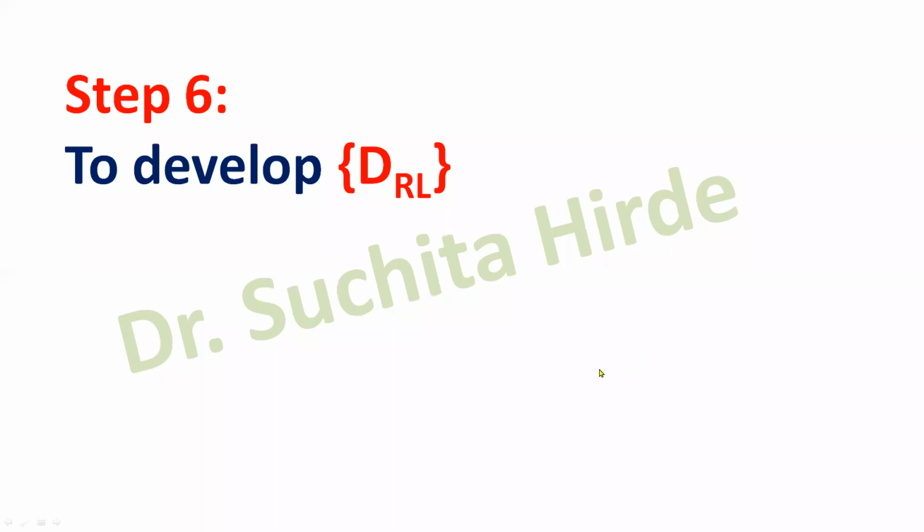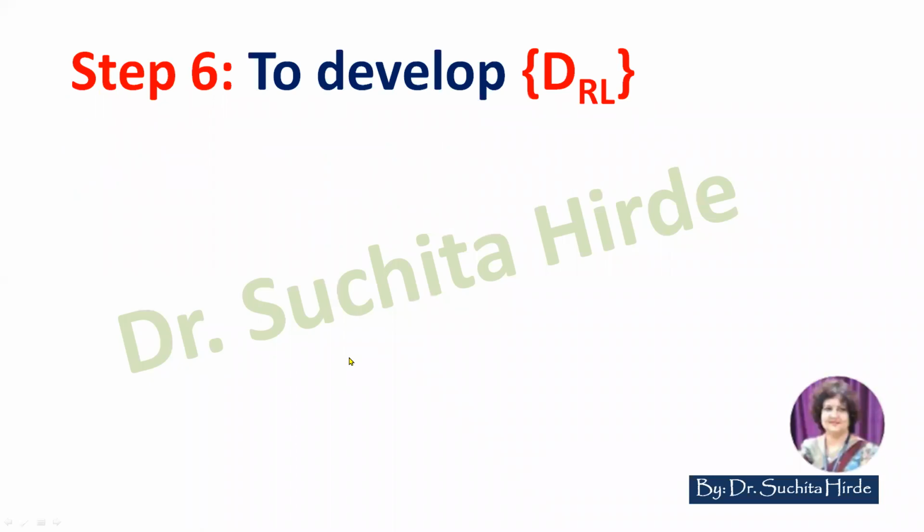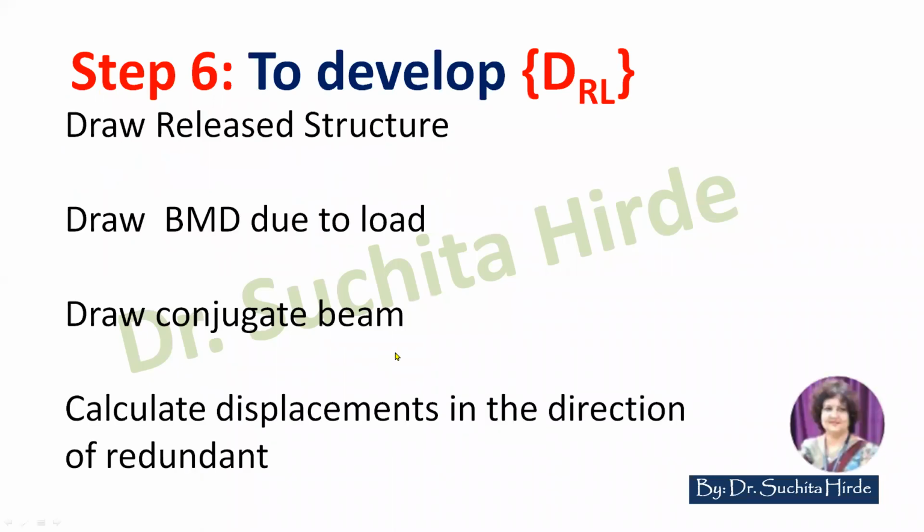Let us understand how to develop the DRL matrix. DRL means displacement in release structure due to load. For that, we will be using the conjugate beam method. I suppose you know this method, the conjugate beam method, to calculate slopes and deflection. So what are the different steps?